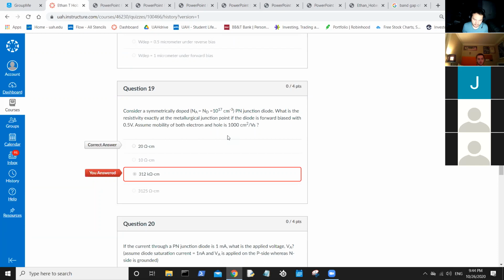So if we do 1,000 times 10 to the 17th, and they're both the same, so that's just going to be times 2 here, times 1.602 times 10 to the negative 19th. That's going to give you that number, right? 1 divided by that number. No, that can't be right. That's cringe. Oh, I'm forgetting something. There's a relationship with the forward biasing, isn't there? Yes, there is.